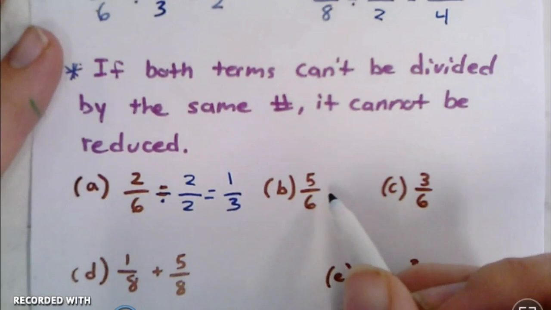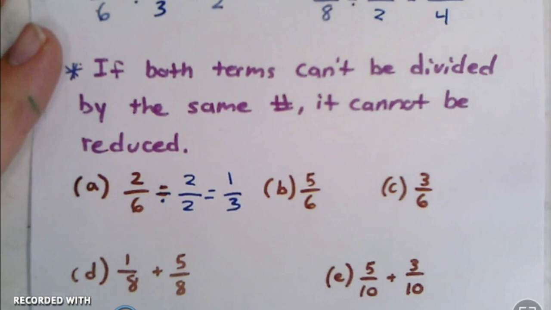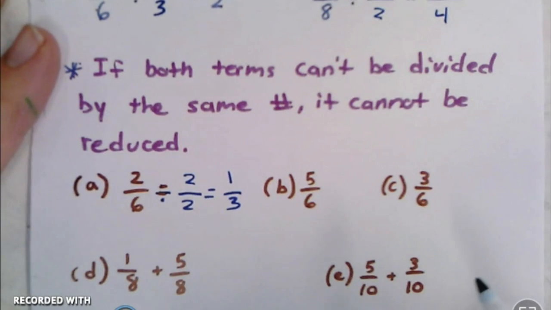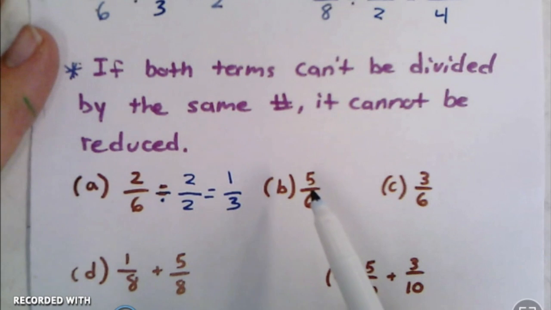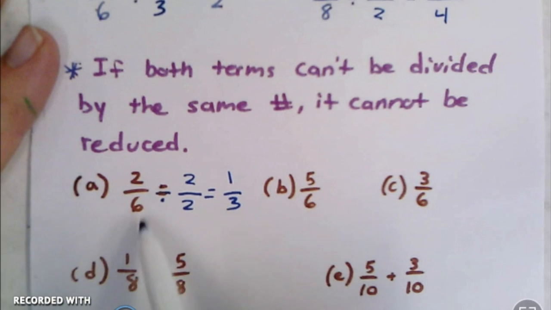Okay, what about B? What can I divide both 5 and 6 by? Nothing. It was a trick question. 5 and 6 have no factors in common. And you know what is one way that I can be sure of that? 5 is a prime number. If you have a prime number, it cannot be divided by any other factor besides itself and 1. So unless the other number has that number that they can both divide by, like 2 is a prime number, but 2 can go into 6, then you know that you're not going to be able to reduce this one. So it's already reduced.